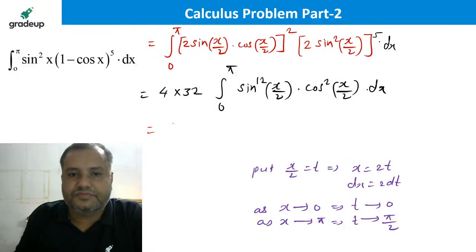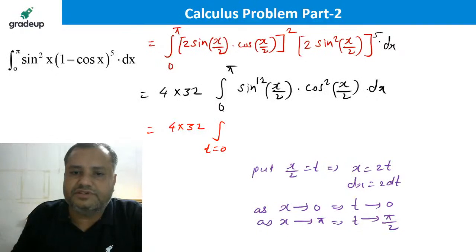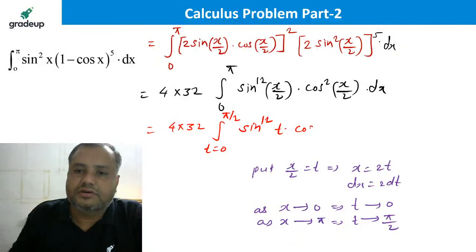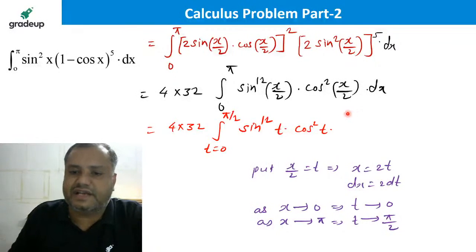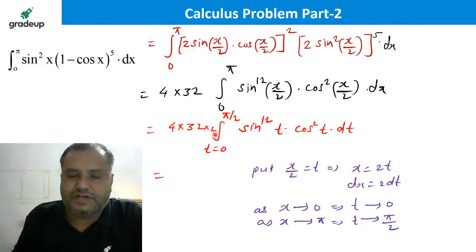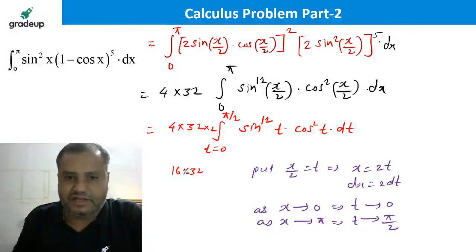So 4 into 32. The new limits for t will become 0 to pi by 2. Sin to the power 12 t, cos square t, dx is twice dt. So one more 2 is out. So 4 twos are 16 into 32.